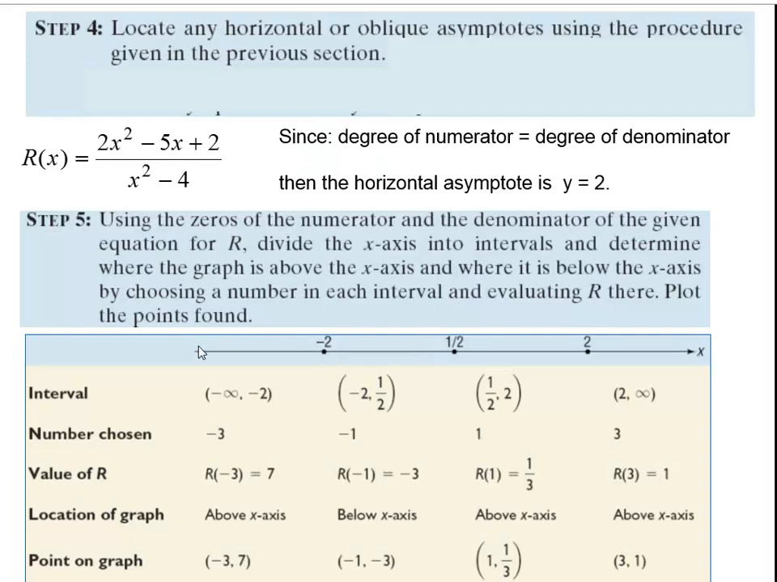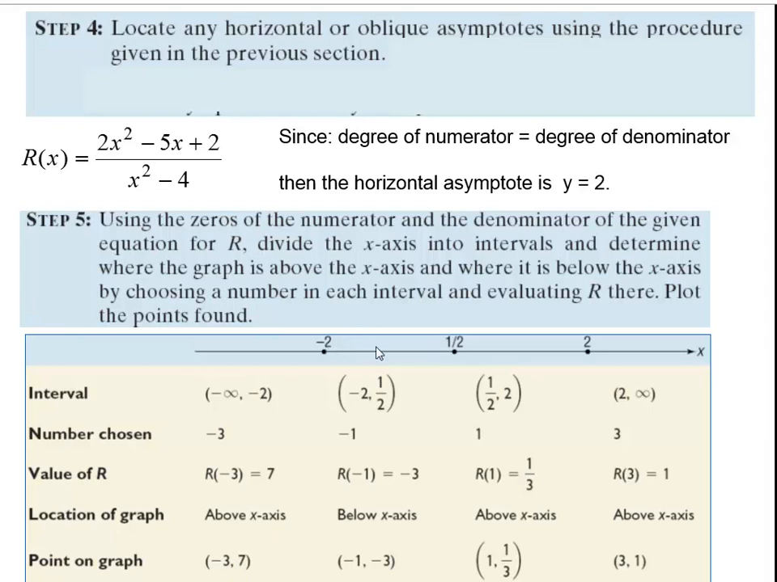All right, so again, to the left of -2, here's the interval that we're looking at from -infinity up to -2. I'm going to pick -3. So when I pick -3, you plug it in the equation, I get a y of 7. So that tells me that it's above the axis at the point (-3, 7). We'll plot that on the next screen.